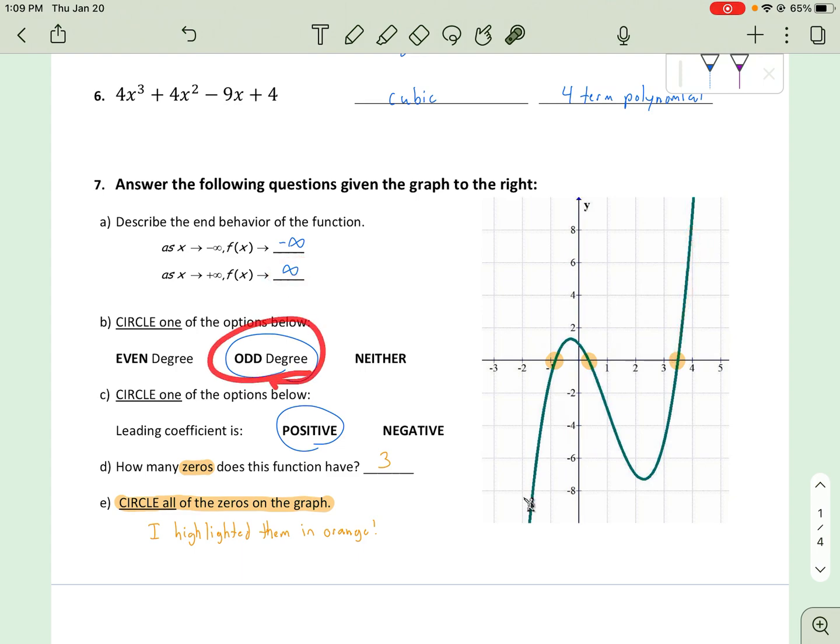We know it's an odd degree because our end behaviors are opposite. One side goes down, one side goes up. It doesn't matter. It could go up on this side and down on the other side. We still know it's an odd degree because the end behaviors are opposite. We know the leading coefficient is positive because the graph is going up forever to the right.